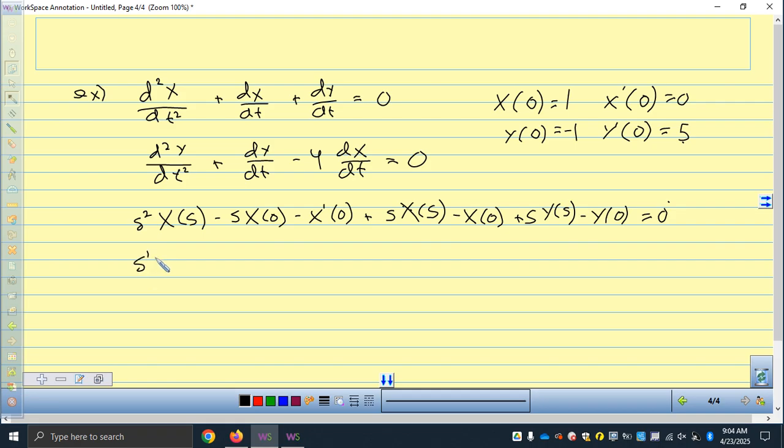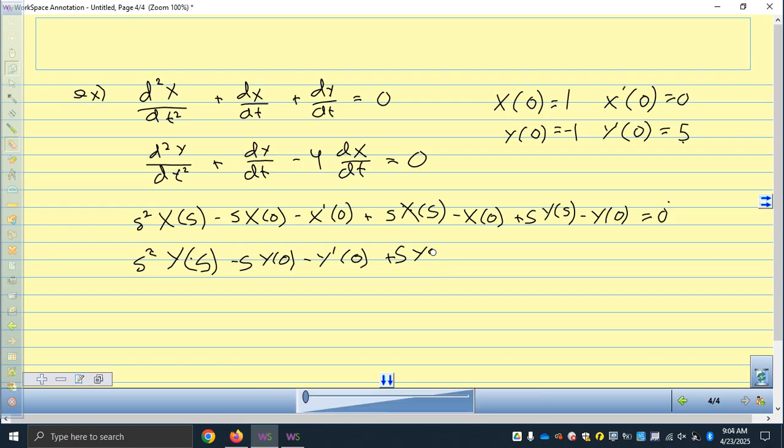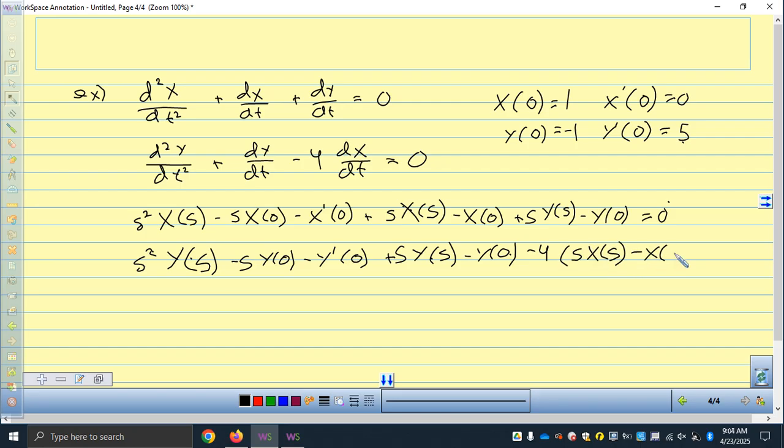Second equation, s squared y of s minus s y of 0 minus y prime of 0 plus s y of s minus y of 0 minus 4 s x of s minus x of 0 equals 0. So that is our system.